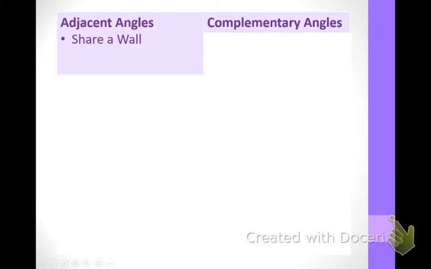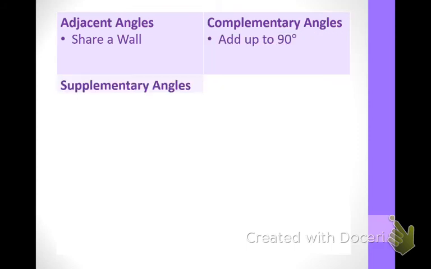To review, adjacent angles. What did we say adjacent angles do? They share a wall. Okay? Michael, what do complementary angles do? You just look like you were sleeping, so I decided to wake you up. They add up to 90. Perfect. Josh, supplementary angles. Add up to 180. What comes next? I think vertical comes next.